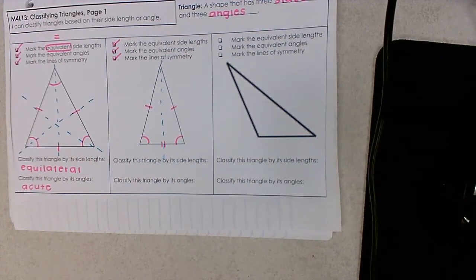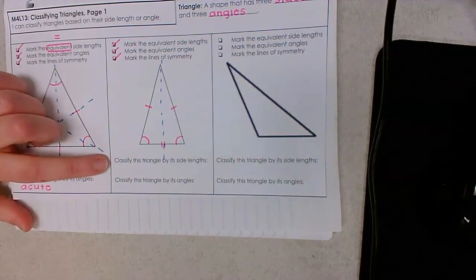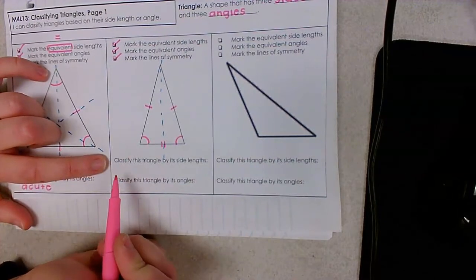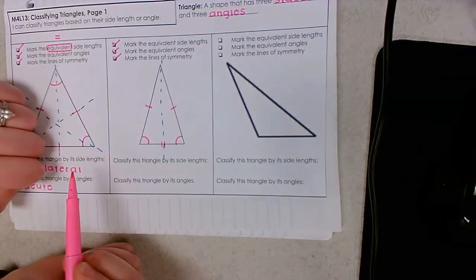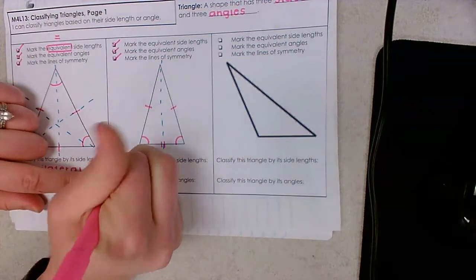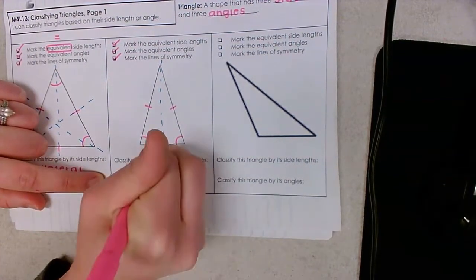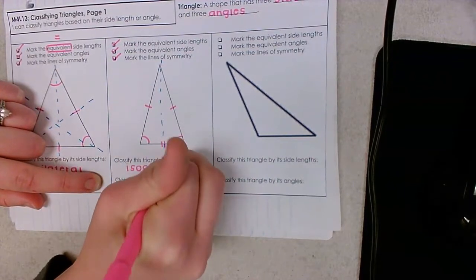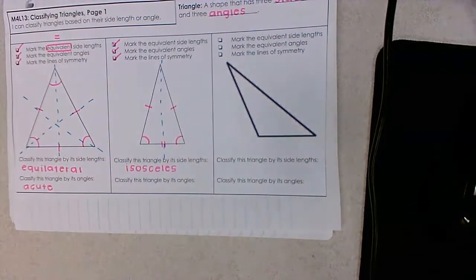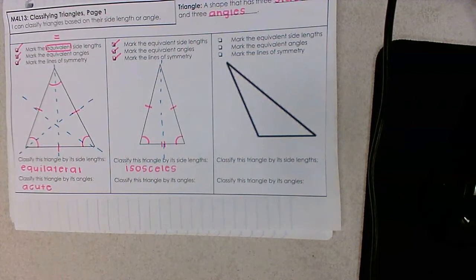We call this triangle isosceles. Isosceles. When you have a triangle with 2 side lengths that are identical, we name it isosceles. Take a moment to copy down that crazy name.